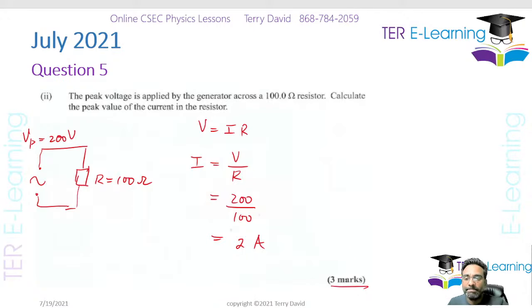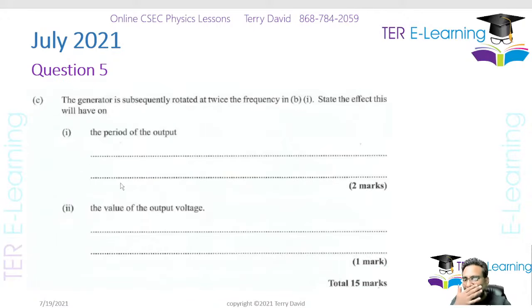Easy 3 marks. The next part: the generator is subsequently rotated at twice the frequency. State the effect it will have on the period and the value of the output voltage. So this is an AC generator we're talking about here. This is not a DC motor. Now, you are rotating at twice the frequency, meaning that you're spinning twice as fast.